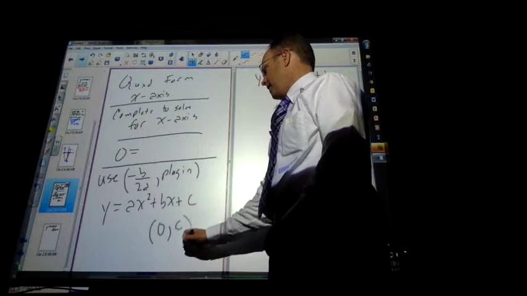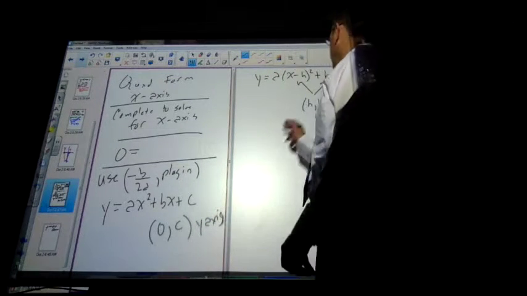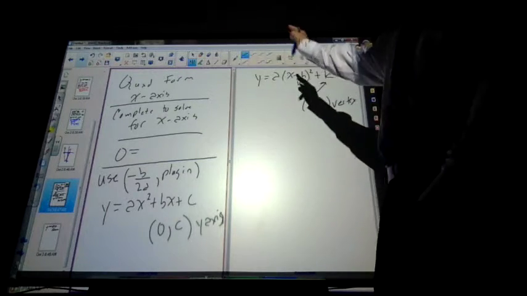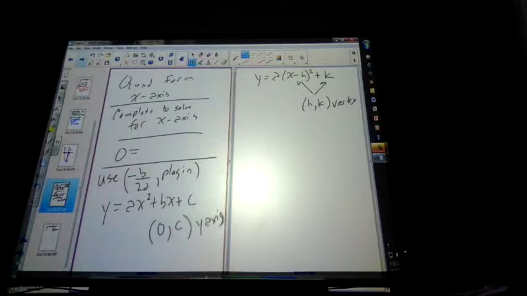Other things to know is 0, c is where it crosses the y-axis here. This does not, at 0, k, cross the y-axis. Why not? This is not set up in standard form. Standard form works this way. What's your best way you want to do it? I don't know. Can these look different?